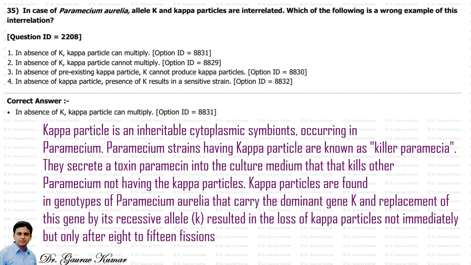So kappa particle is an inheritable cytoplasmic symbiont occurring in Paramecium. Paramecium strains that have kappa particles are known as killer paramecia. They secrete a toxin, paramecin, into the culture medium that kills other paramecia not having the kappa particles. Kappa particles are found in genotypes of Paramecium aurelia that carry the dominant gene K, and replacement of this gene by its recessive allele results in the loss of kappa particles, although not immediately but only after 8 to 15 fissions. So the option that in absence of K, the kappa particle can multiply is wrong. It can multiply but only for 8 to 15 fissions. After that it will stop.